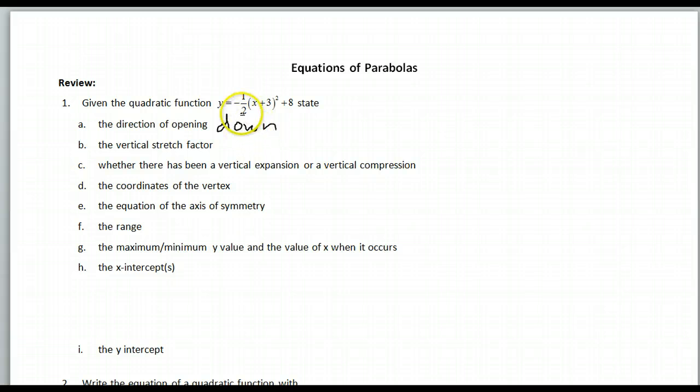The vertical stretch factor is the absolute value of a. A is -1/2. The absolute value is 1/2. Vertical stretch factor of 1/2. Since that's between 0 and 1, we get a vertical compression.